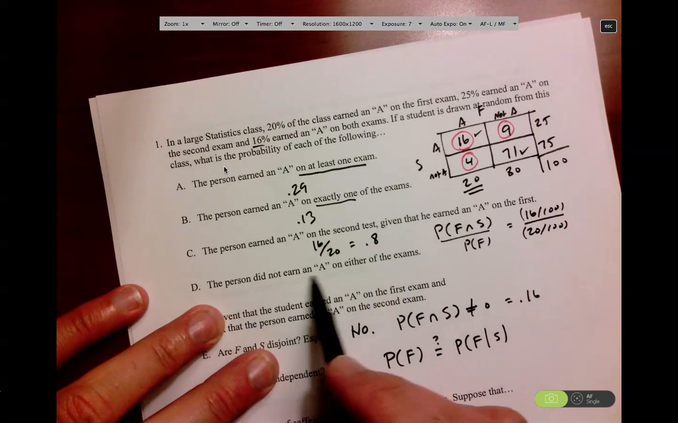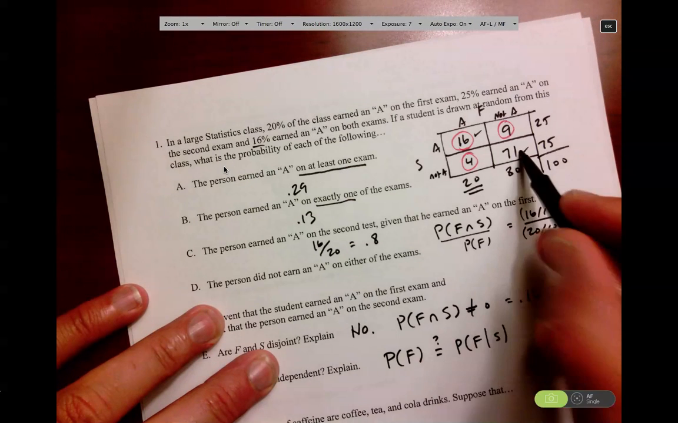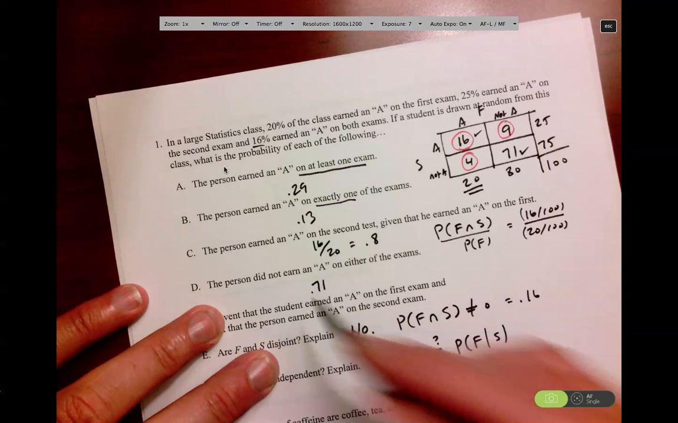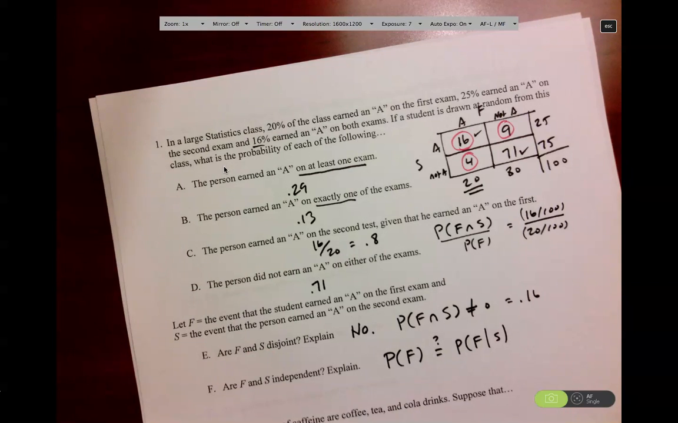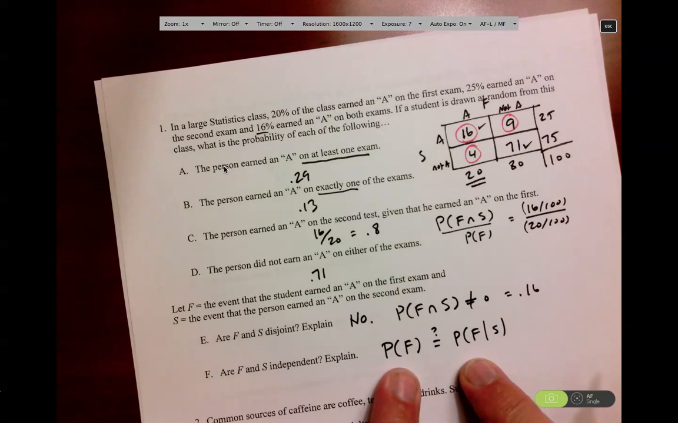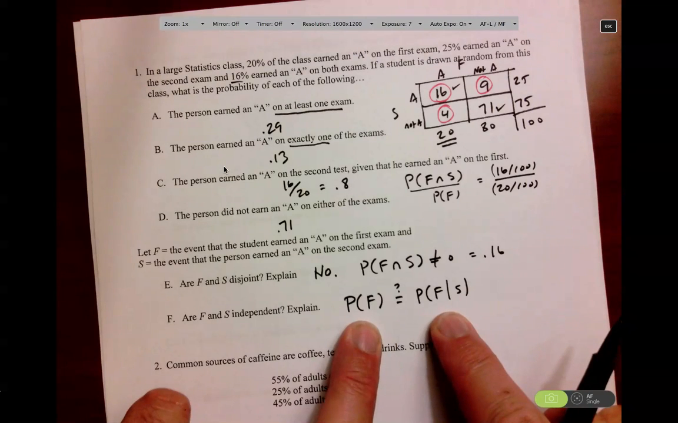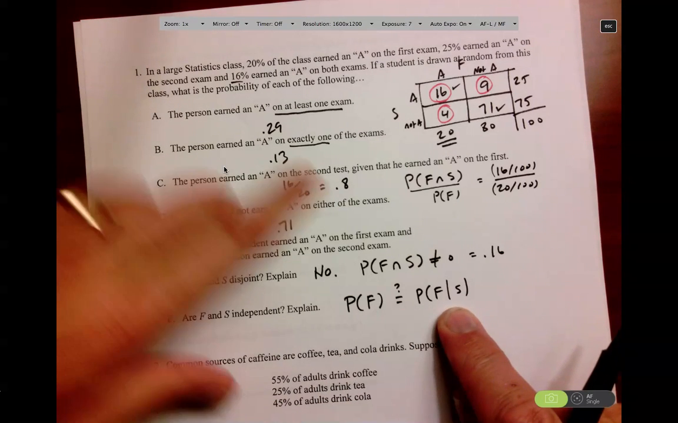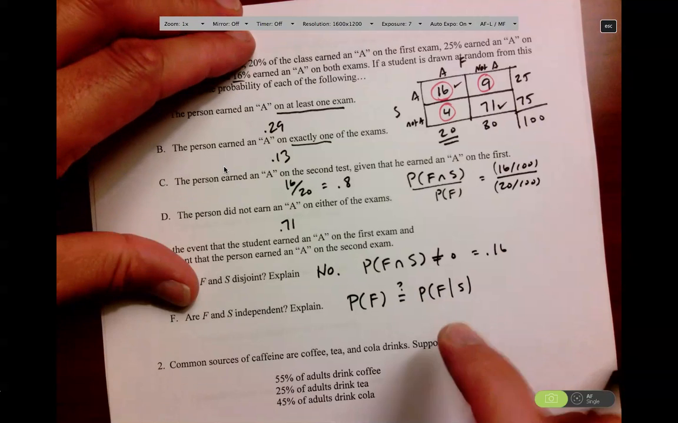Okay, a person did not earn an A on either exam. That's going to be these 71 kids down here, so 71% of those kids. Okay, so how about this? Is the probability of getting an A on the first exam equal to the probability of getting an A on the first exam, given that they got an A on the second?